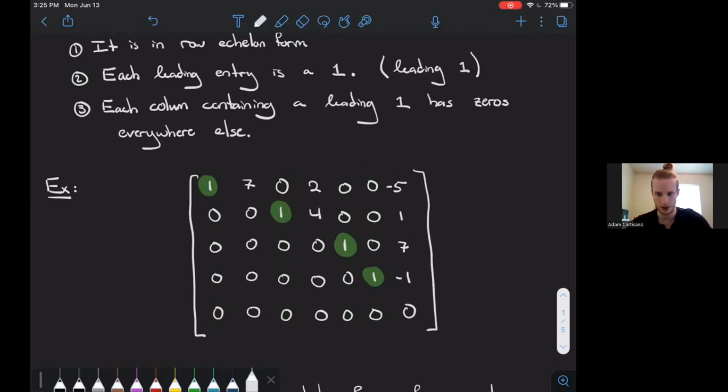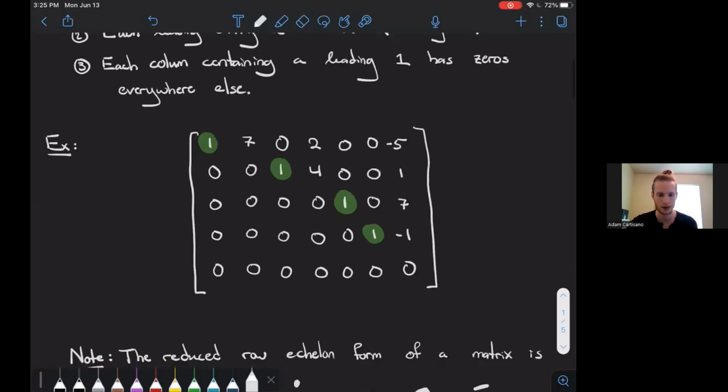The reason for such a crazy definition for the form of a matrix is because with this form, it's going to make back substitution not just easy, but more like instantaneous. It'll be so straightforward to do back substitution that it doesn't really even get a step anymore.